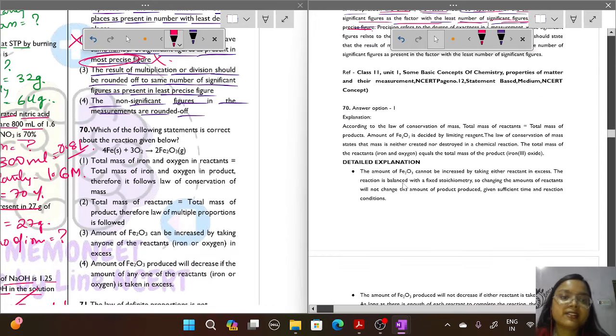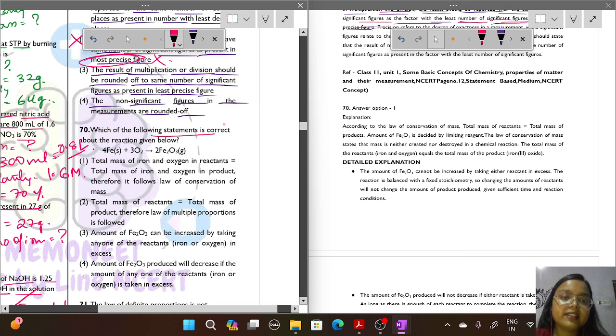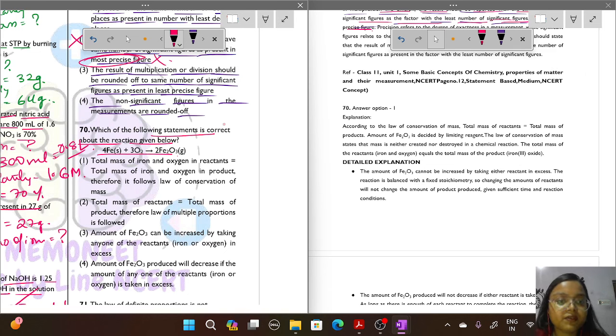Next is question number 70. Which of the following statements is correct about the reaction given below? So here a reaction is given below. Fe plus 3O2 will give 2 Fe2O3. So let's read the statements. Total mass of iron and total mass of oxygen in reactants equals total mass of iron and oxygen in the product. Therefore, it follows the law of conservation of mass.